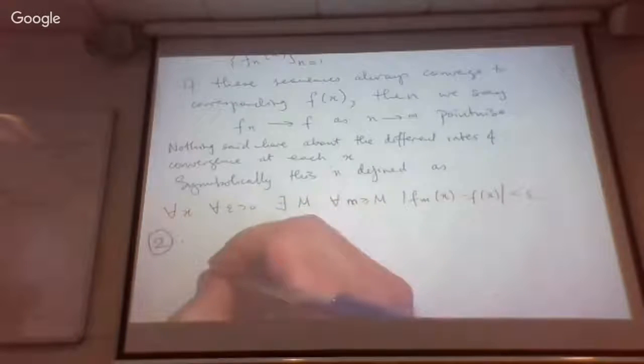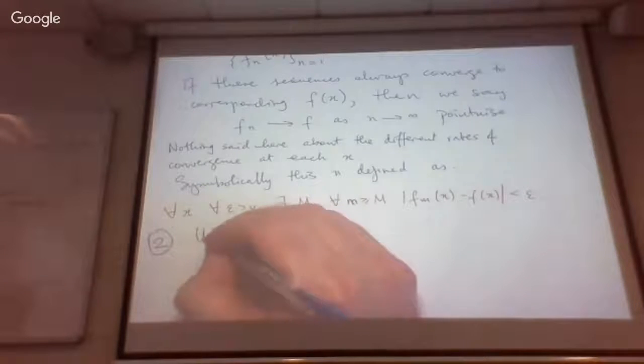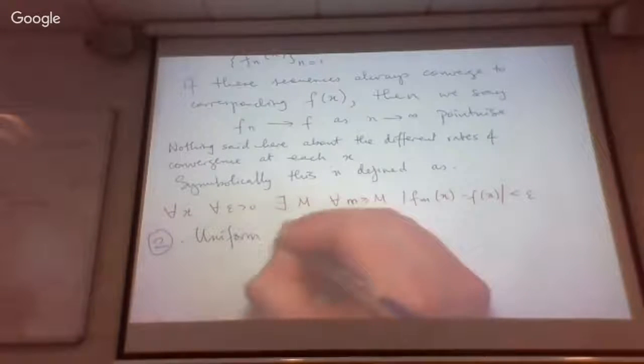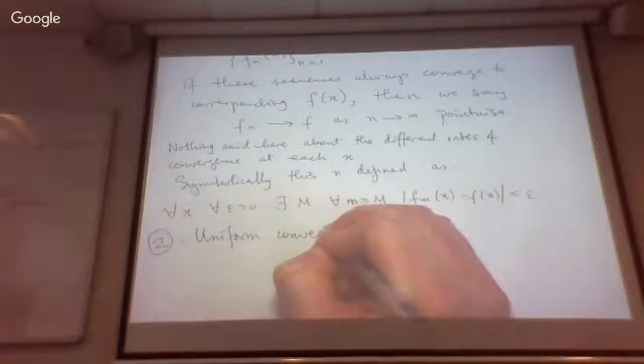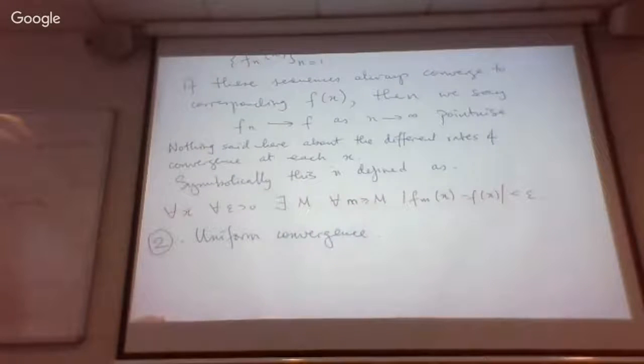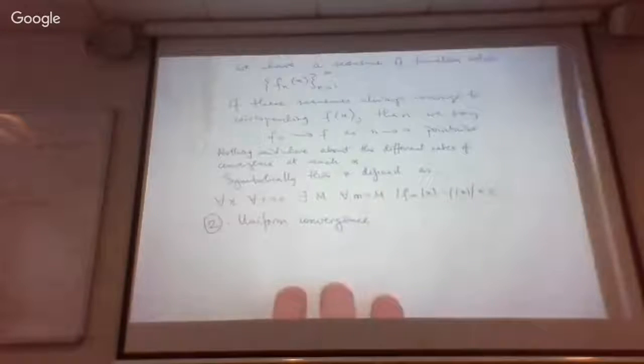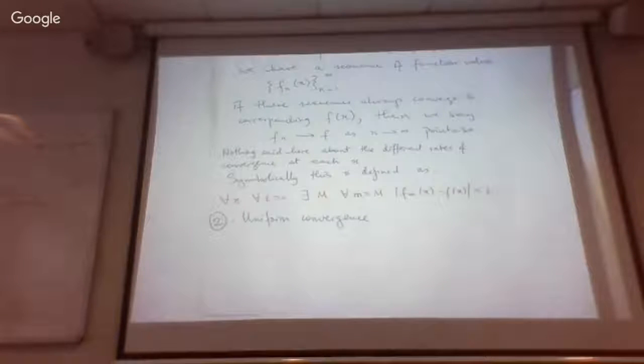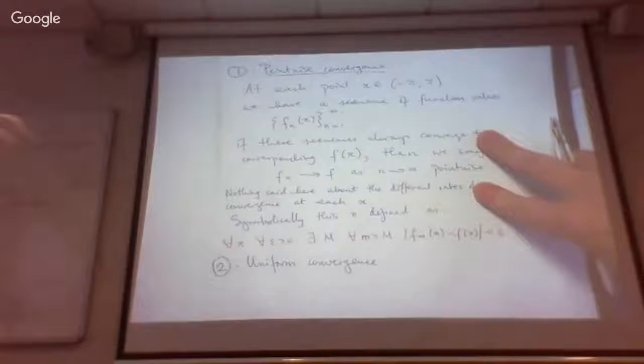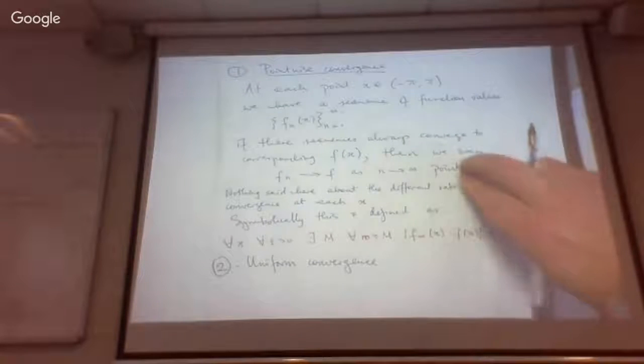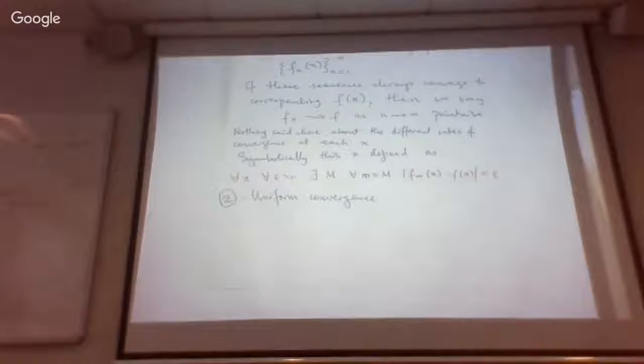The other type of convergence that we might have is called uniform convergence. So already you can tell by the title that this might be a bit stronger, meaning a bit more restrictive. This is going to say a lot more than what is said in the pointwise case. Because what is not said in the pointwise case is anything about how the different rates of convergence compare to one another.